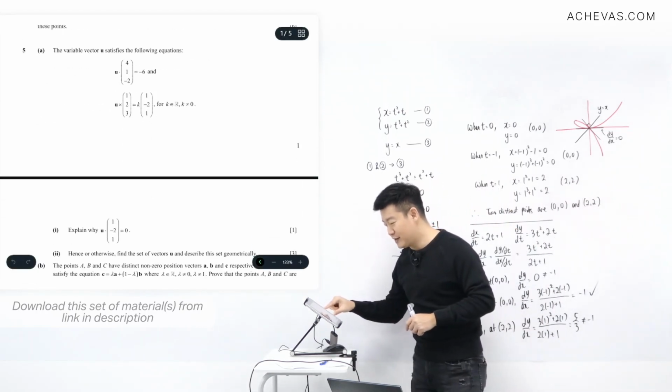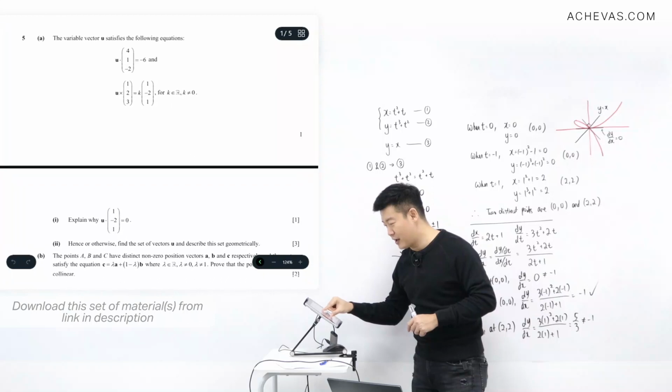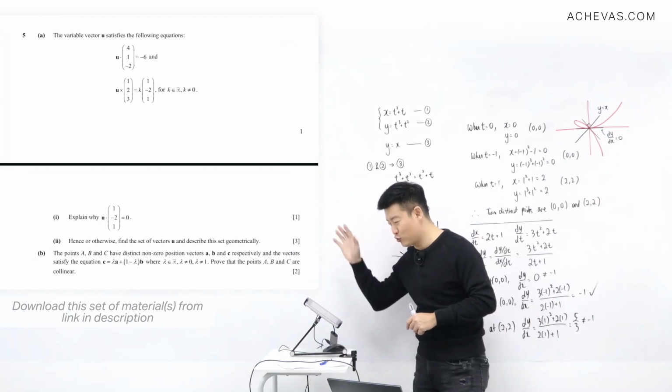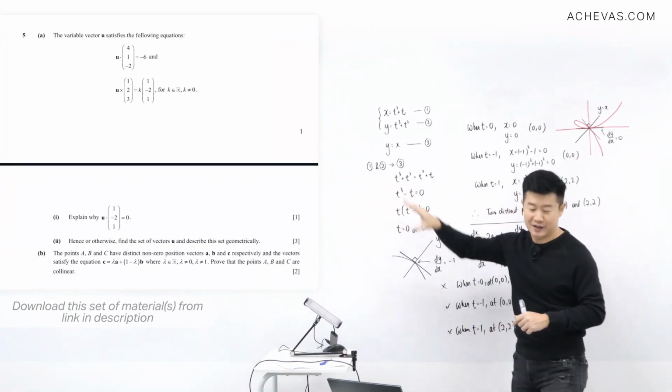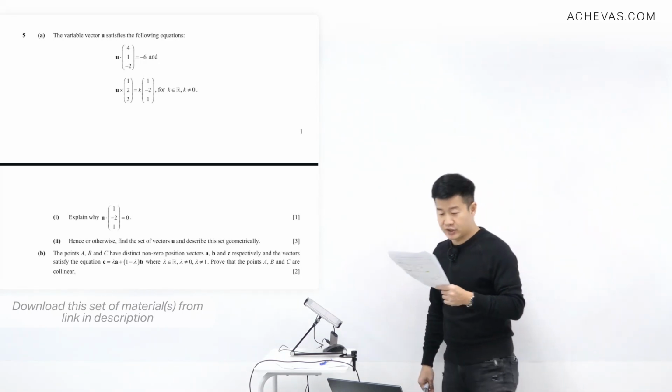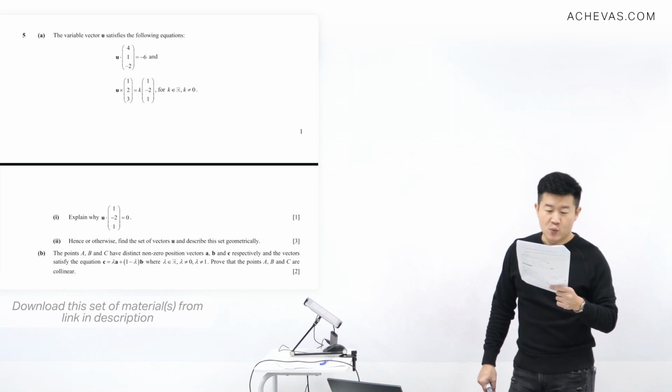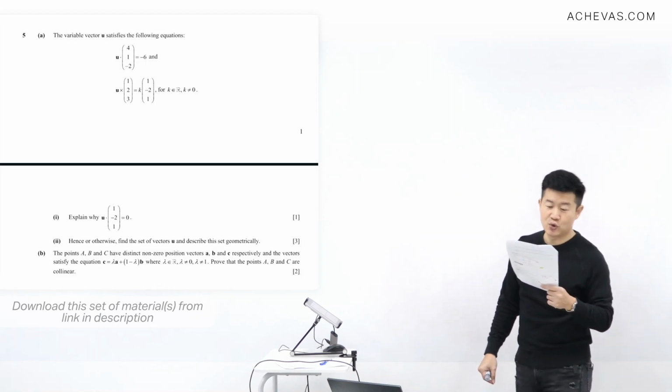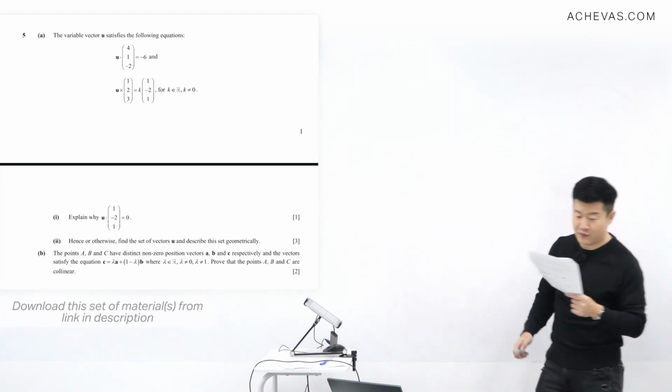So let's move on. Let's take a look at question number 5. Question number 5, we have it in 2 pages. So let me just display it this way, okay? Question number 5, it is a vectors question. Part A, we are given 2 pieces of information.